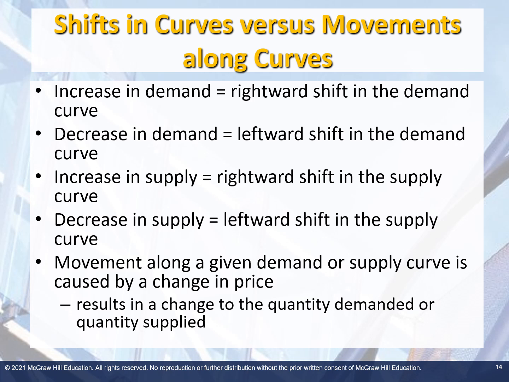An increase in demand results in a rightward shift to the demand curve, while a decrease in demand results in a leftward shift. Similarly, an increase in supply results in a rightward shift to the supply curve, while a decrease in supply results in a leftward shift. Movements along a given demand or supply curve are caused by changes in the price of a good. For example, if the price of PCs decrease, there will be a movement along the demand curve resulting in an increase in the quantity demanded.